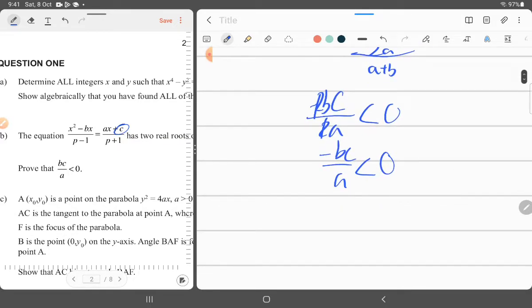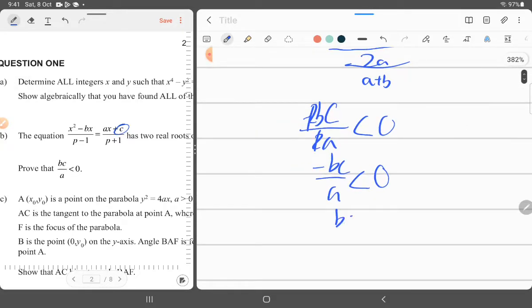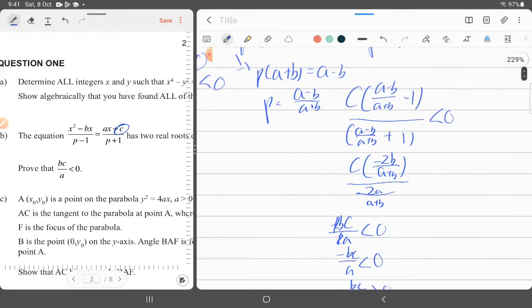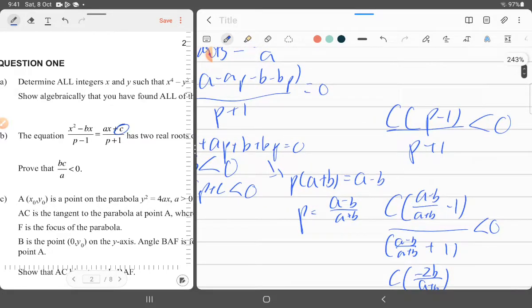Oh wait, what did I do wrong? Huh? I can't, because that would mean bc over a is greater than 0 if I multiply all by... Wait, yeah it does, so where did I go wrong? c brackets p take away 1.